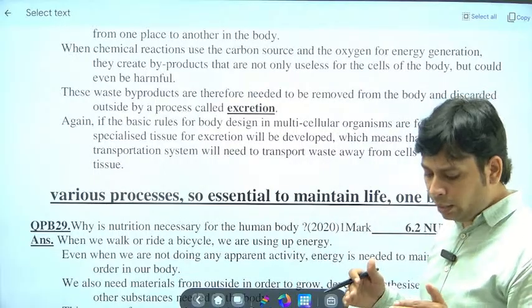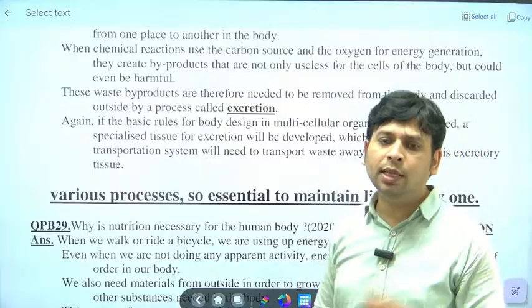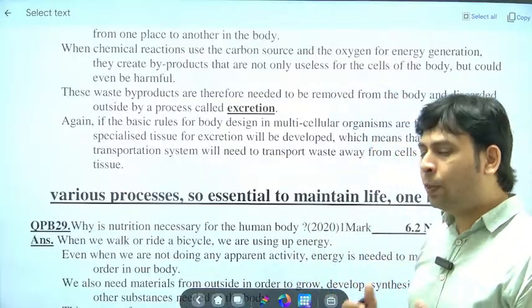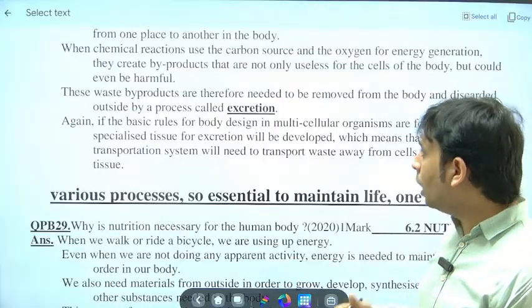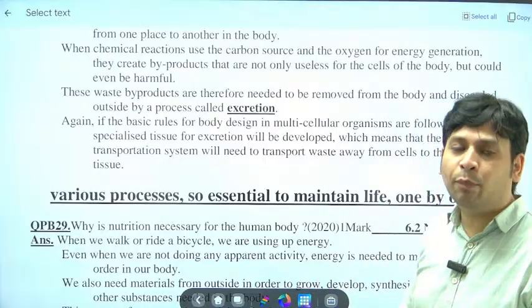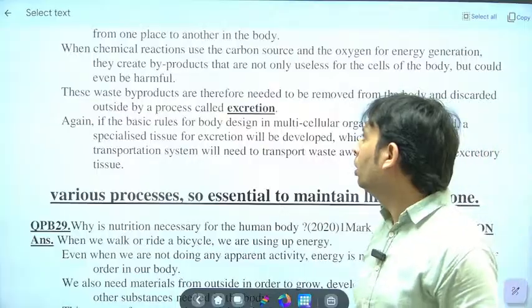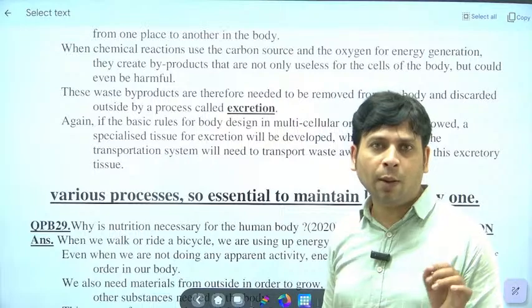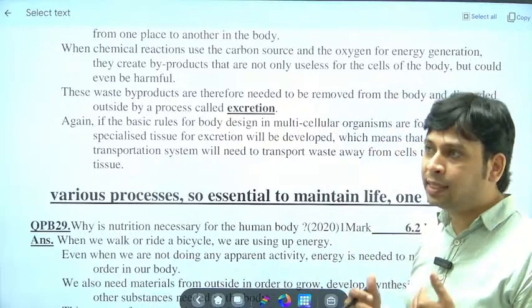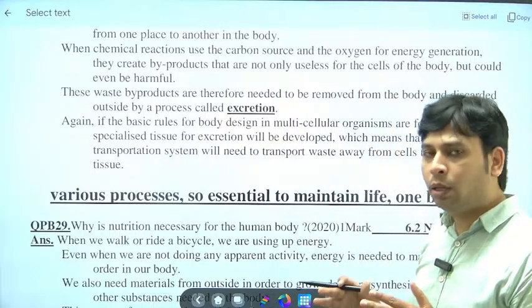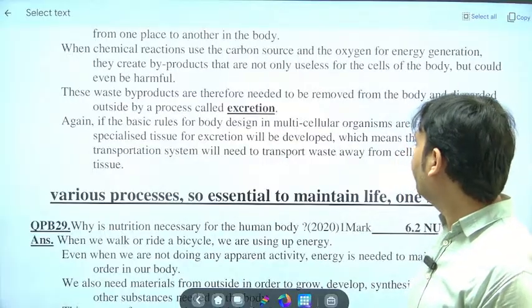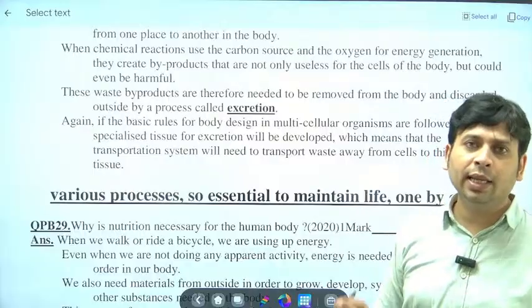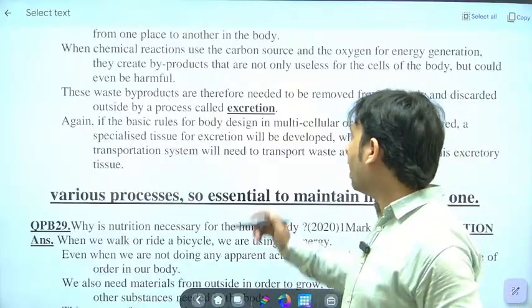And in this chemical reaction, when oxygen is intaking and breakdown of substance is happening, the byproduct or harmful product can be produced. And when the waste products are produced in our body, their excretion is also needed in our body. So the process of removal of waste things in our body is called excretion.